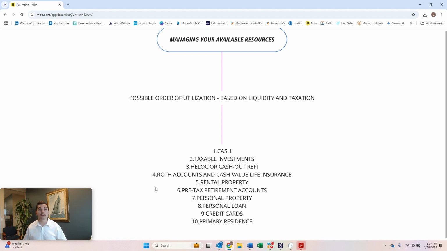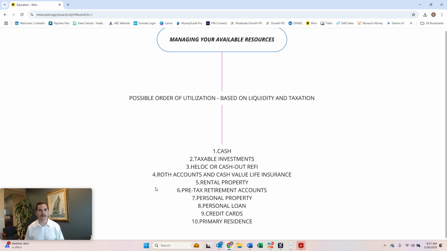The next one on the list would be personal property, right? If you have excess vehicles and stuff like that that you may need to sell in order to come up with cash to meet your expenses, you could do that. From there, a personal loan, right? A personal loan could be another area to look at if need be. But the thing with personal loans is the interest rates tend to be higher than a HELOC or a mortgage. So you're going to pay more in terms of interest to get that capital.